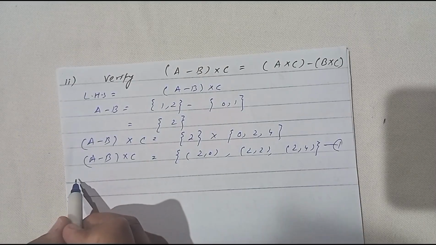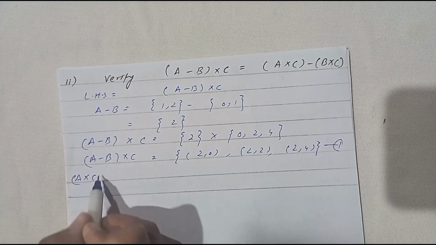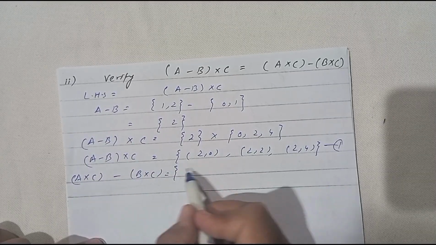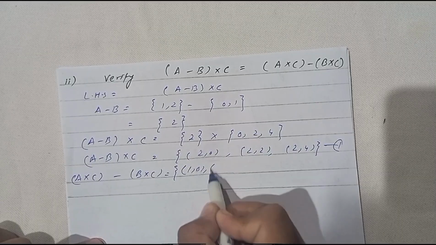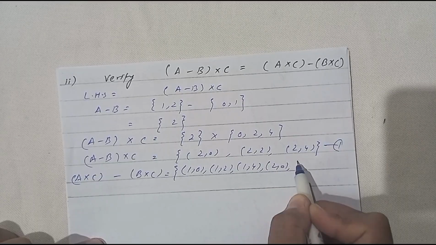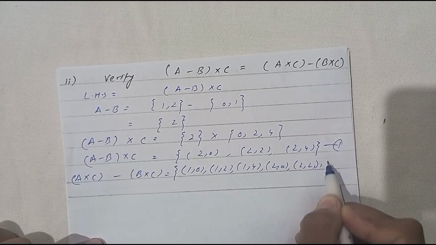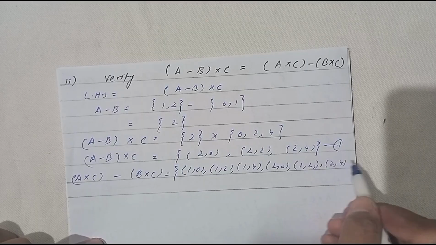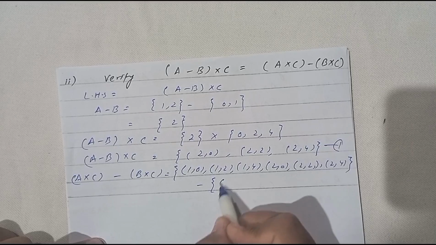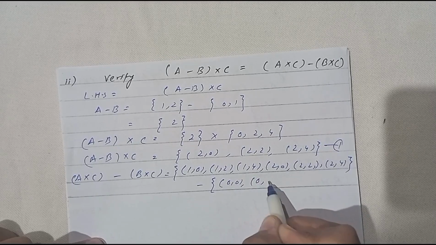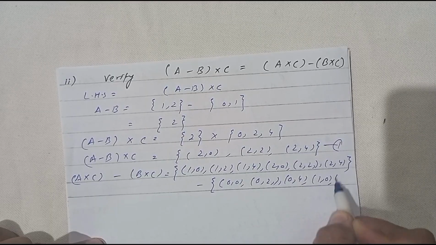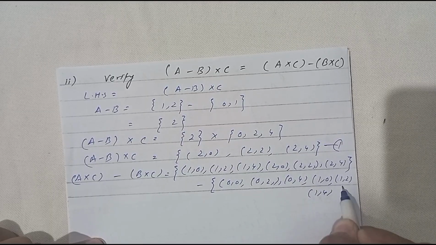Now we find the right hand side. First we find the cross product of A cross C, then B cross C, and then subtract them. Cross product of A cross C contains the ordered pairs (1,0), (1,2), (1,4), (2,0), (2,2), (2,4). And cross product of B cross C contains the ordered pairs (0,0), (0,2), (0,4), (1,0), (1,2), (1,4).